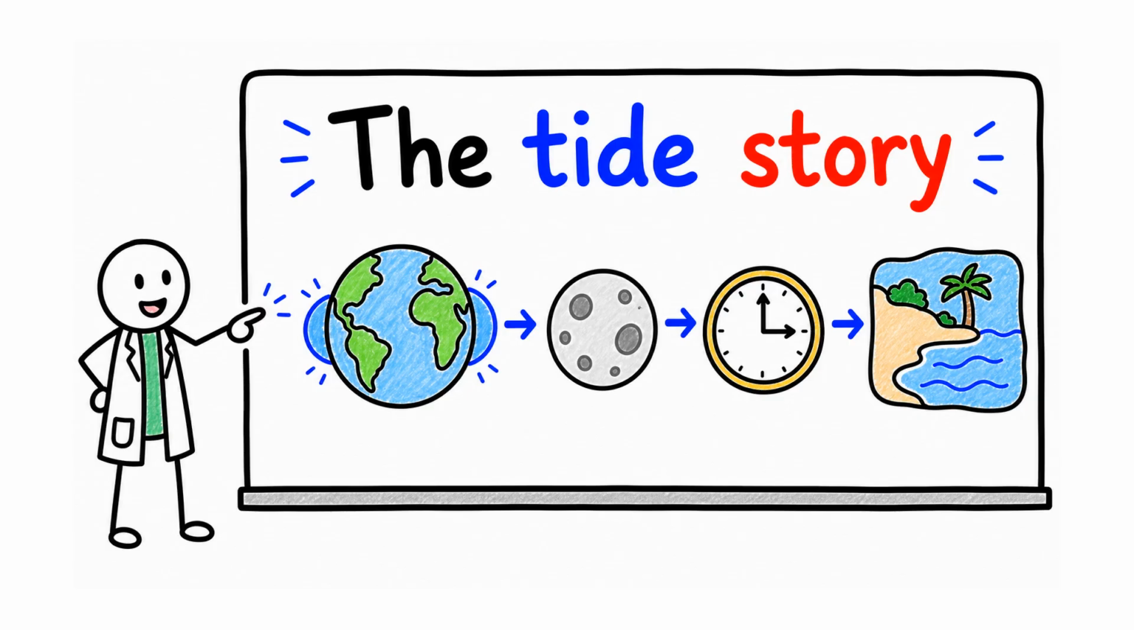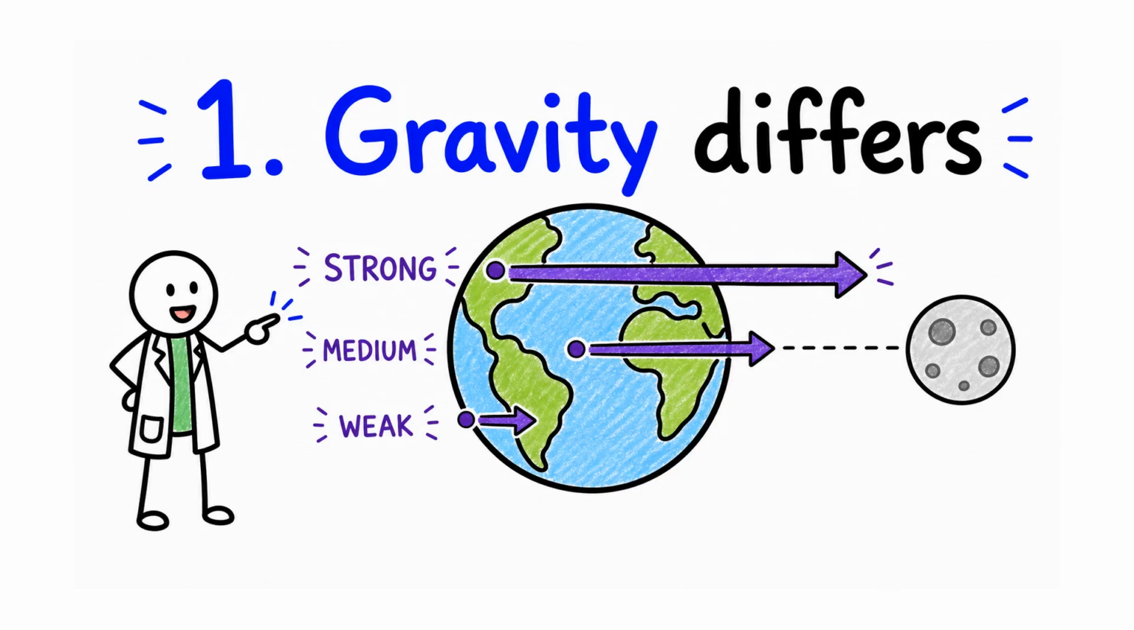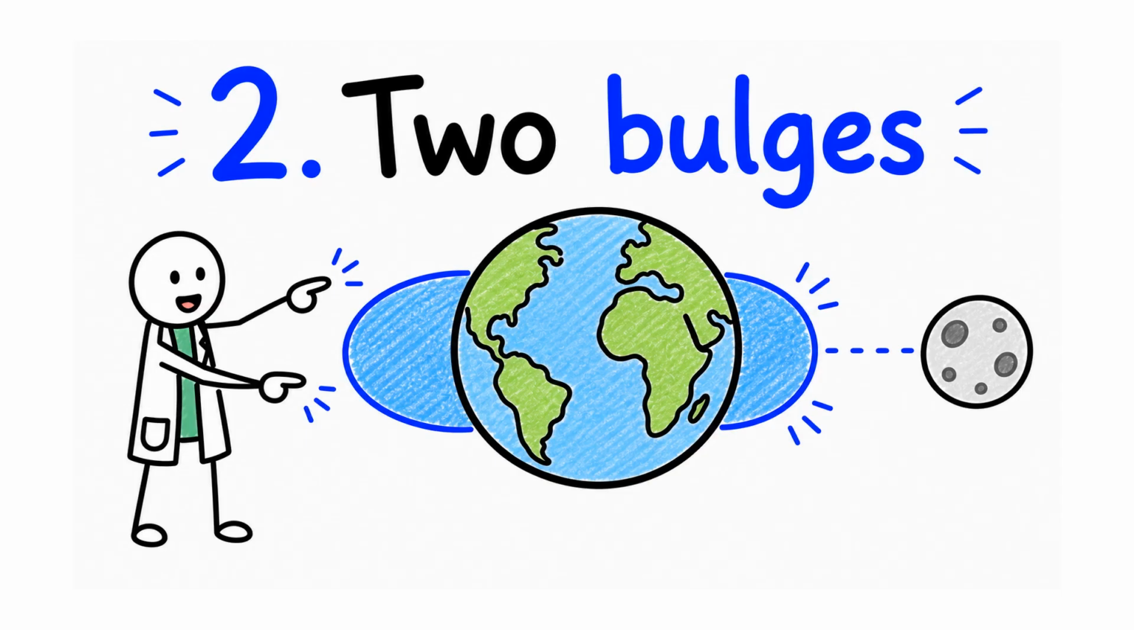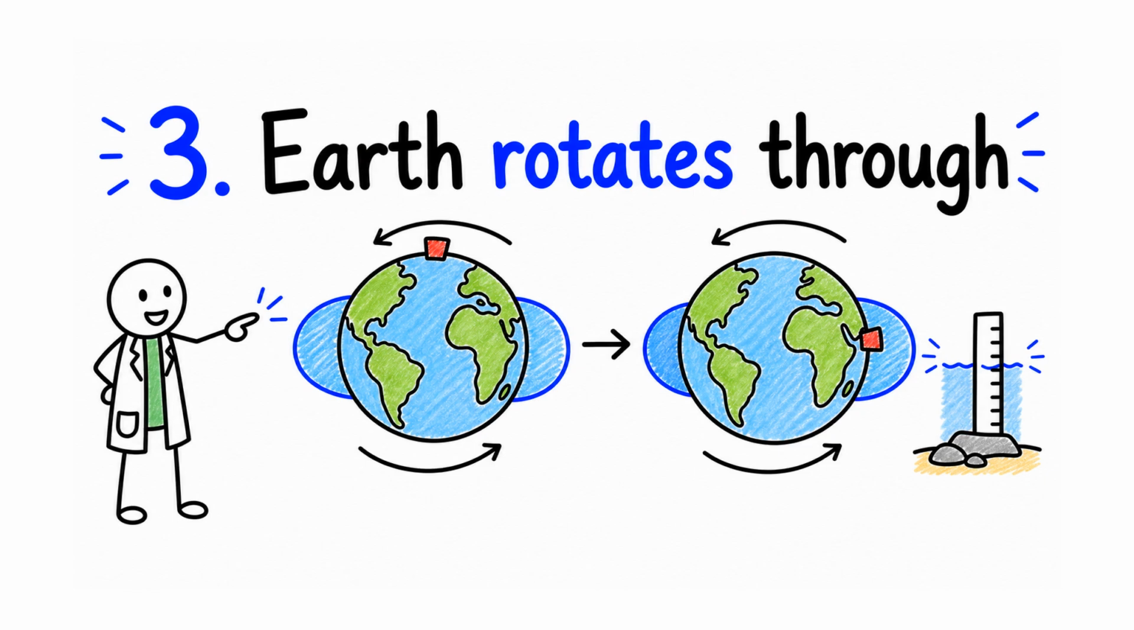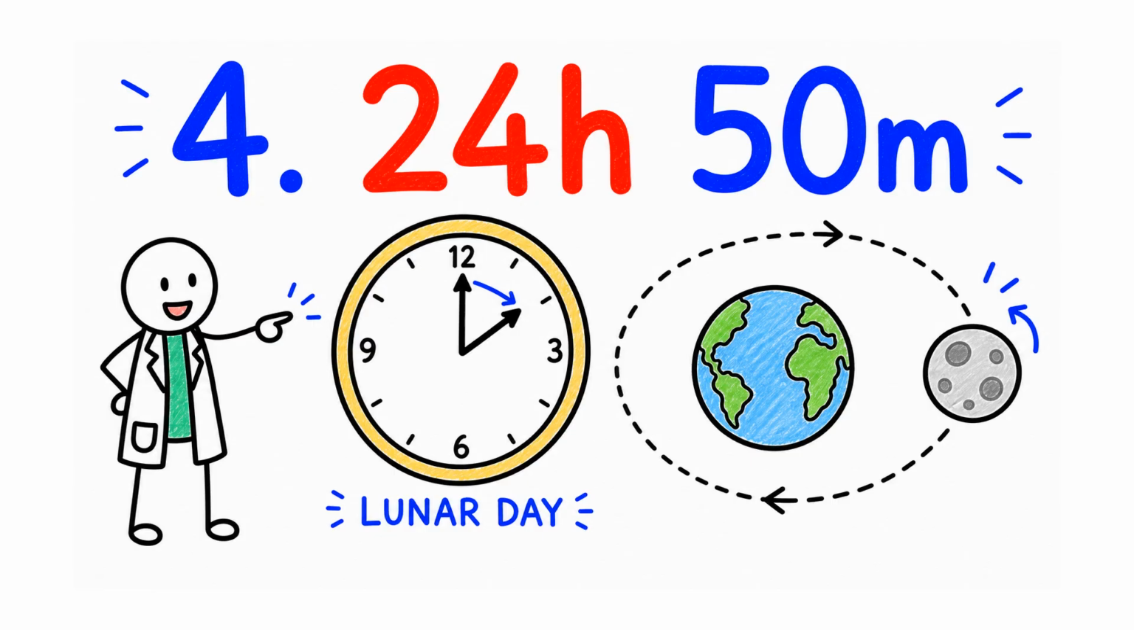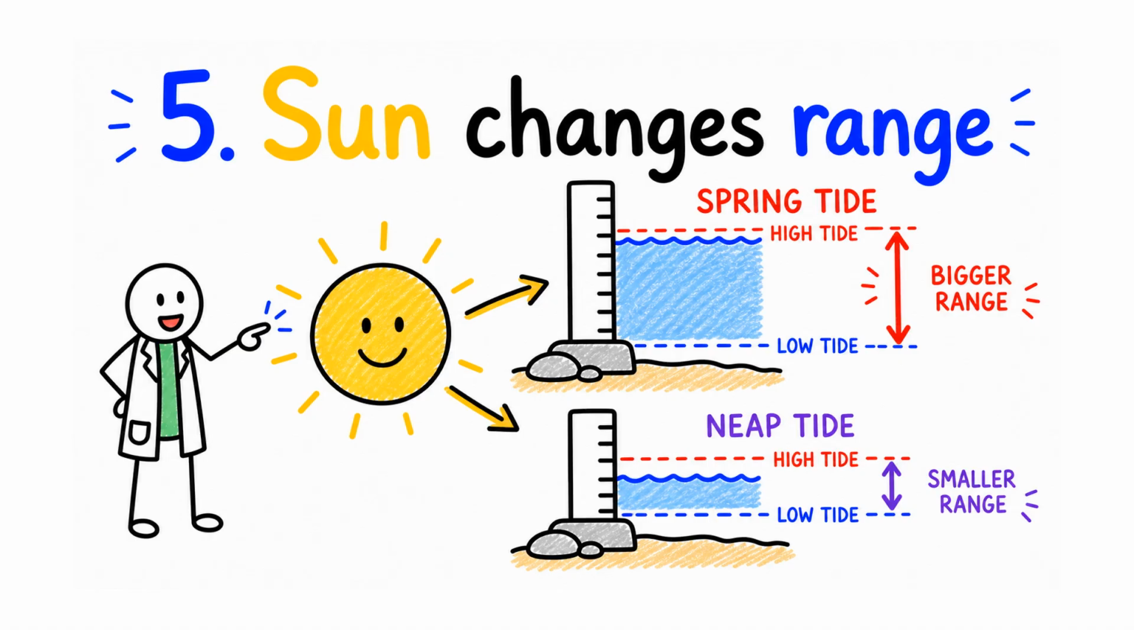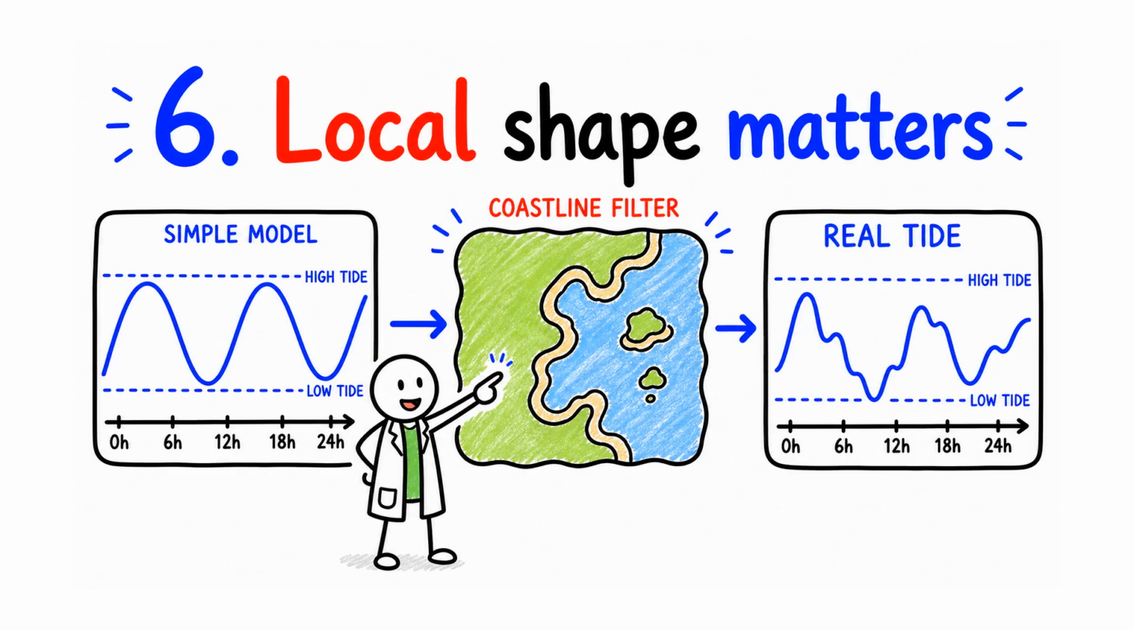So here is the whole story in one pass. First, the moon's gravity is not exactly the same across Earth. Second, that difference stretches the oceans into two bulges. Third, Earth rotates through those bulges, making highs and lows. Fourth, the moon moves too, so the tide day is about 24 hours and 50 minutes. Fifth, the sun makes spring and neap tides through the month. Sixth, continents, basins, weather, and shoreline shape make local tides complicated.